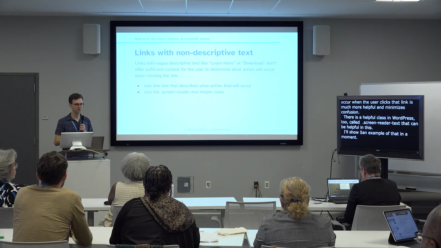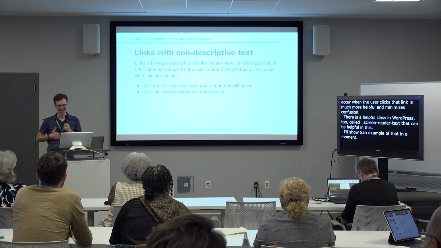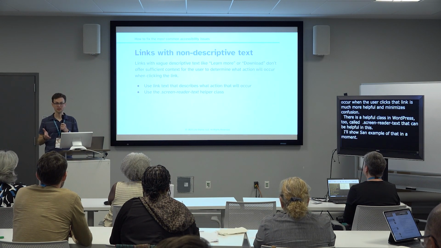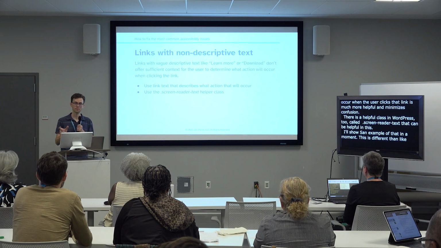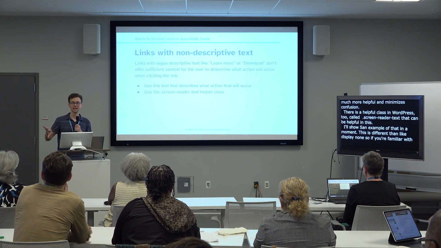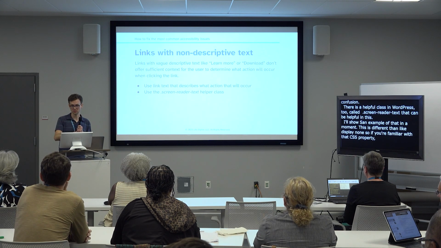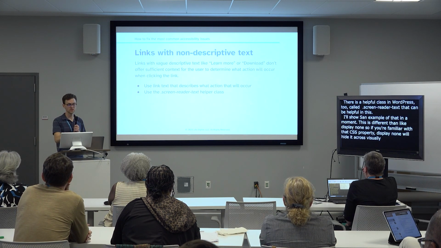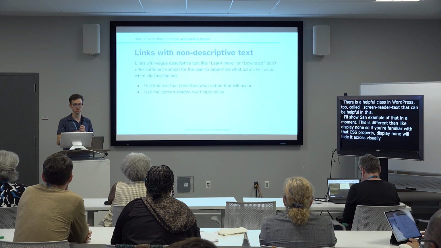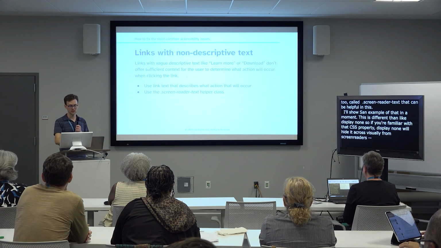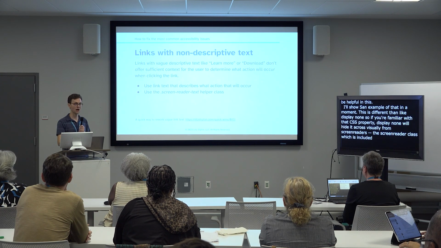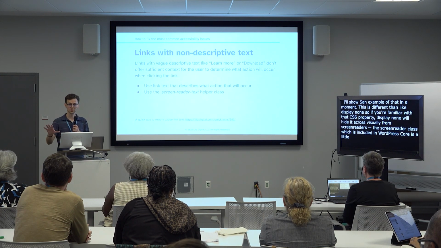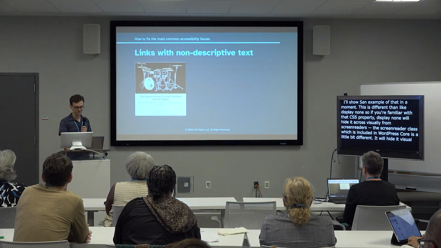This is different than display none. If you're familiar with that CSS property, display none will hide it across everything, visually and from screen readers, it will hide that completely. The screen reader text class, which is included in WordPress core, is a little bit different. It will hide it visually while still allowing screen readers to parse that.